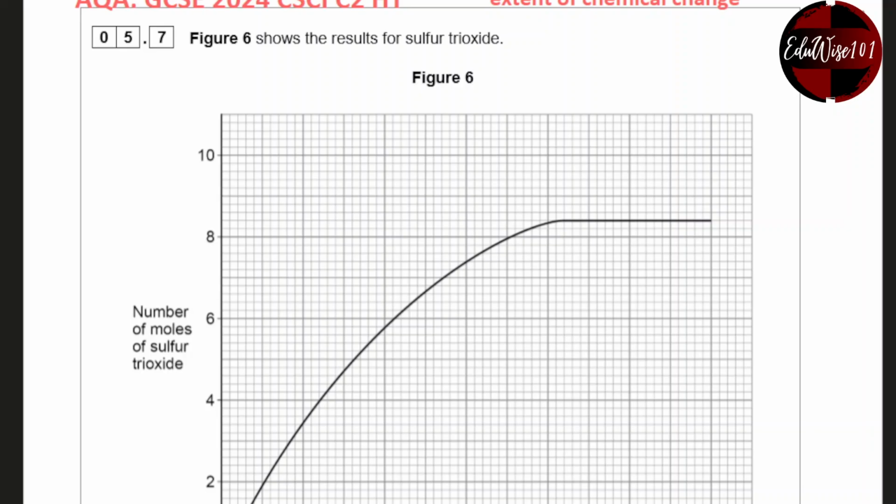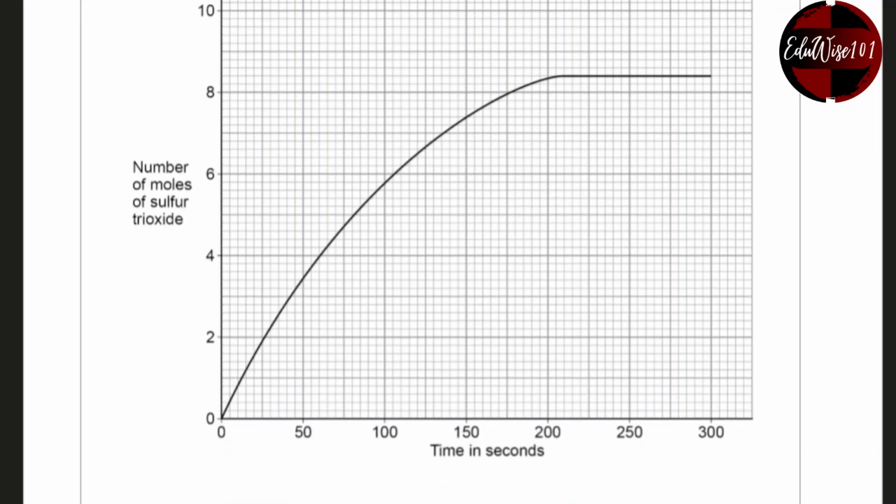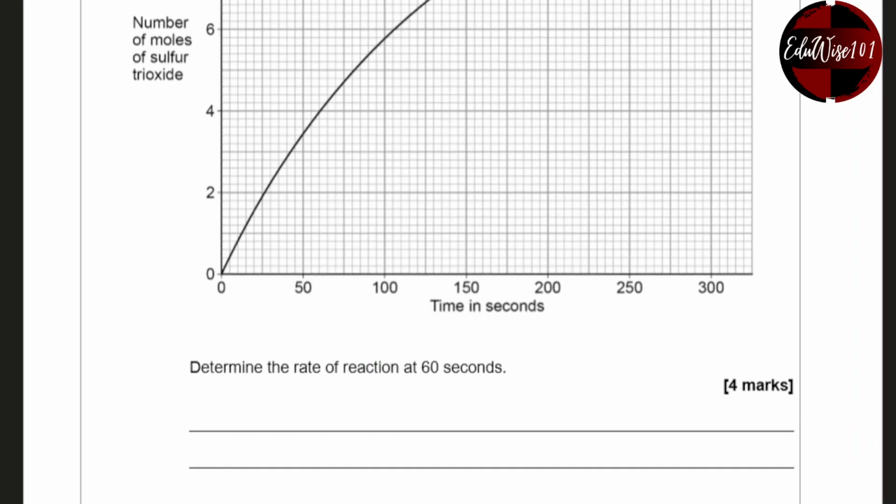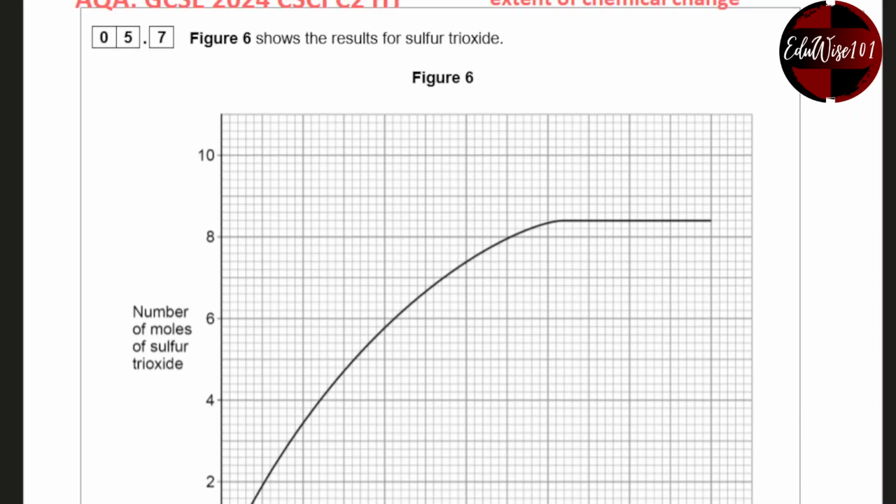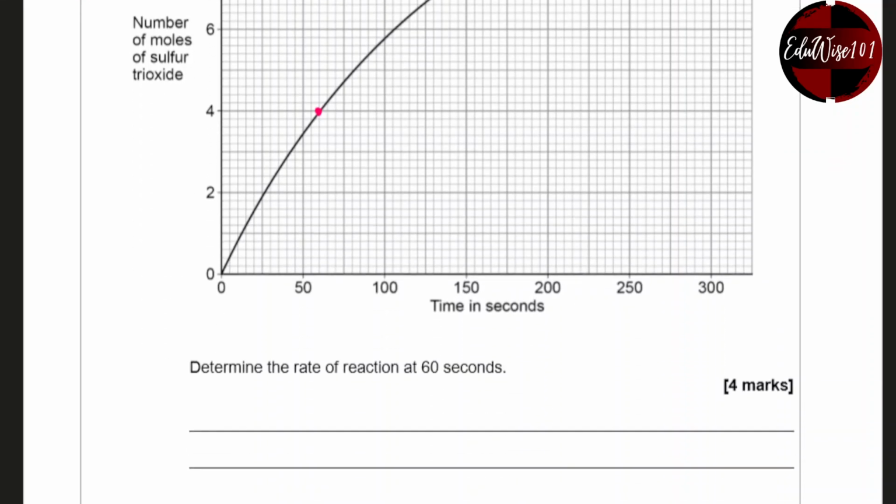5.7. Figure 6 shows the results for sulfur trioxide. So they've just got the line for sulfur trioxide here. The question is, determine the rate of reaction at 60 seconds. Now 60 seconds is here, 2 boxes away from the 50 point. Now this is a 4-mark question. You can't simply find the number of moles and divide it by the time to get the rate of reaction. That's what the 4 marks is for.